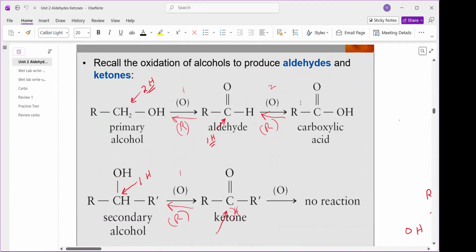Okay, as we saw from unit 1, there are 3 different kinds of alcohol: primary, secondary, tertiary, and they can be oxidized or reduced. If they're oxidized, they're losing hydrogens. Tertiary alcohols don't have any hydrogens to lose.